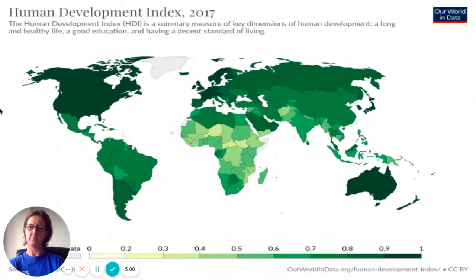All right. Okay, I can look at it here. I can look at the global distribution on a map of countries that have a high HDI. So I can see North America, Western Europe, Australasia, and parts of Asia as well.